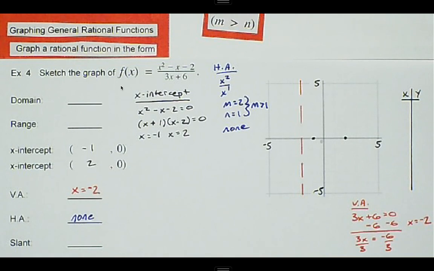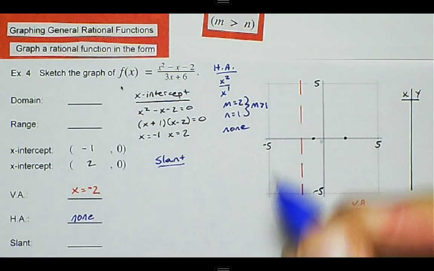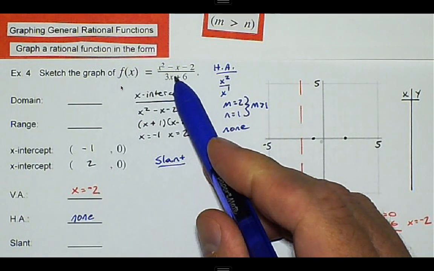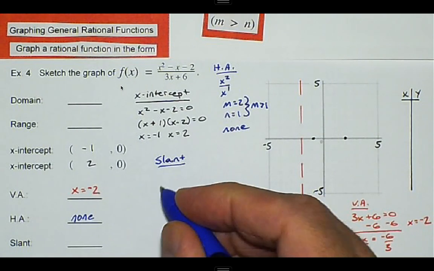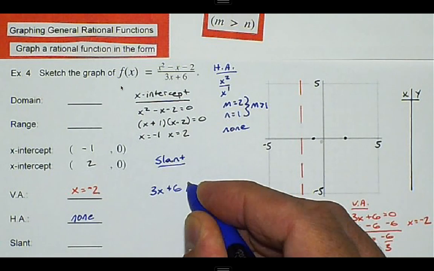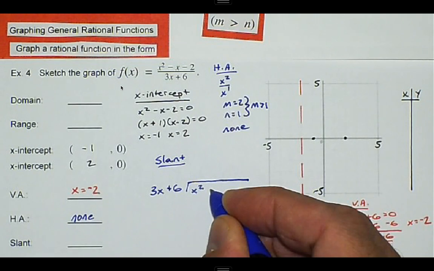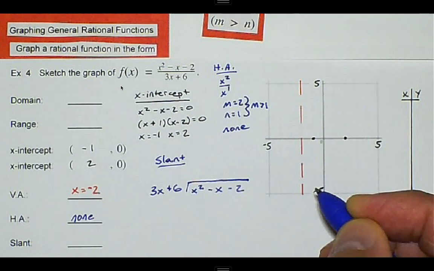But now we have to be ready to calculate the slant asymptote. And the way that we do that is we do long division. So we actually do the division. So we take the denominator and we divide it into the numerator. So we have 3x plus 6, and we divide that into x squared minus x minus 2.